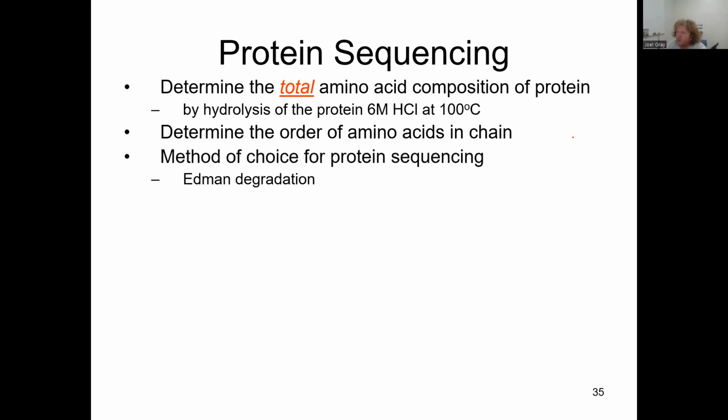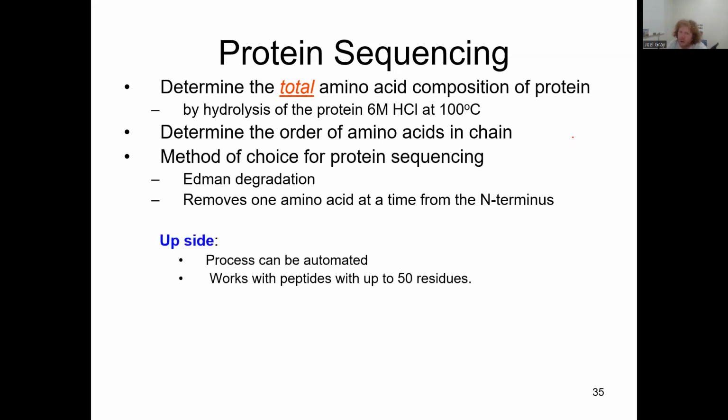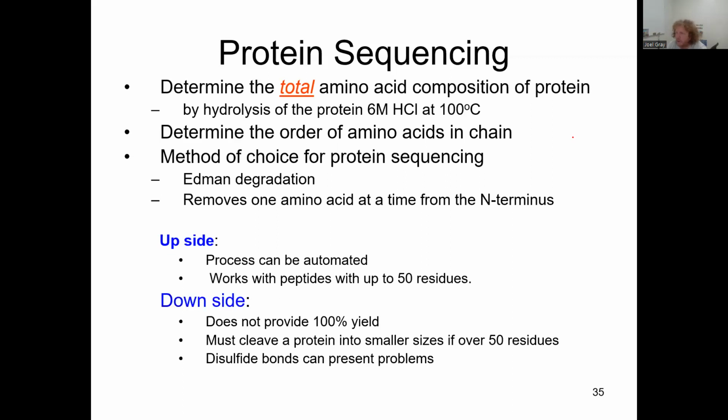You then determine the order of the amino acids in a chain, and the method of choice for protein sequencing sometimes is Edman degradation. What you're going to do is remove one amino acid at a time from the N terminus. You remove an amino acid, identify what that is, and basically you do that over and over and over again. This can be automated, and it works with peptides up to 50 amino acids long.